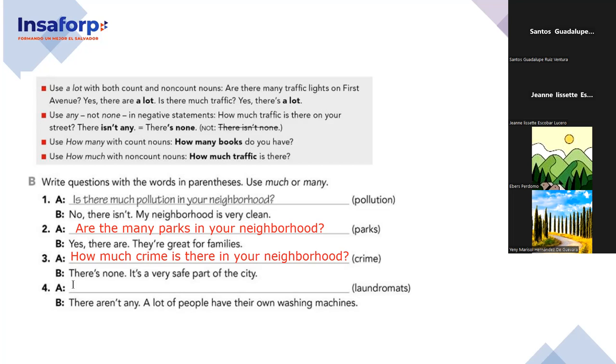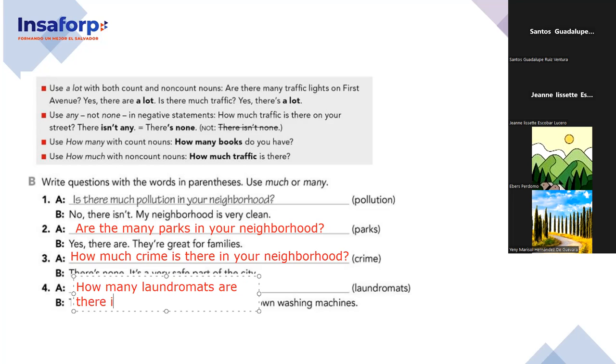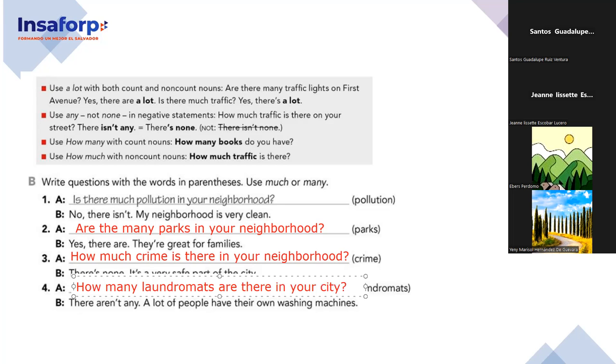Laundromats are there in your city? Okay, perfect. How many? Okay. I think it's that. How many laundromats are there? You tell me, in your city. Okay. Let's check. Give me a minute. There aren't any. A lot of people have their own washing machines.